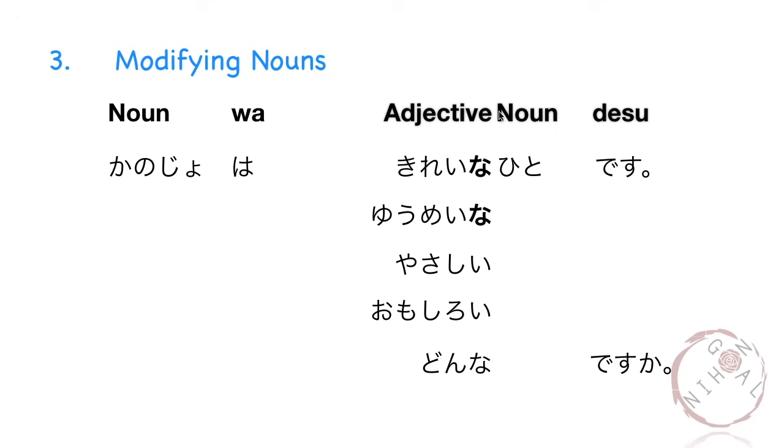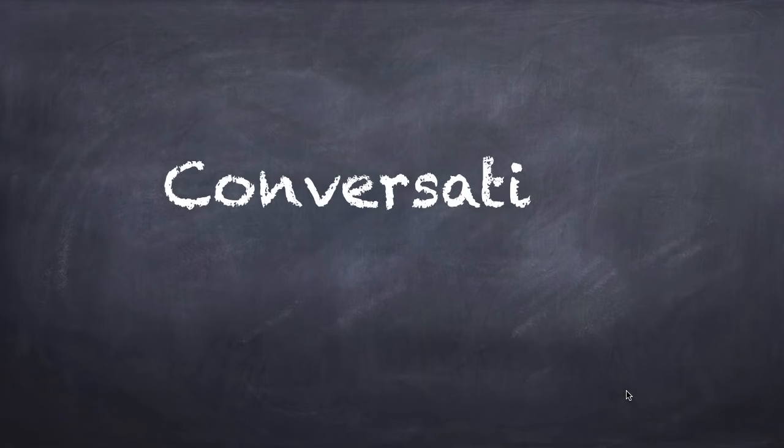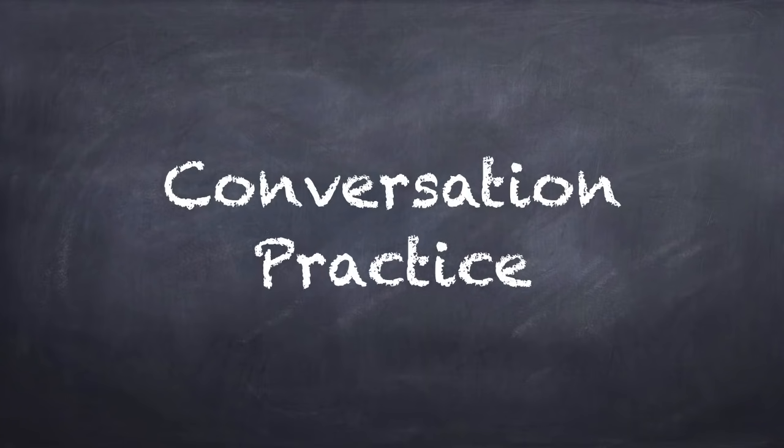Now, modifying nouns directly, noun wa adjective noun desu. So for na-adjectives, we have to put na in between the noun and the adjective. But for the i-adjective, we don't need to put anything. For example, 彼女はきれいな人です。有名な人です。優しい人です。面白い人です。And to ask, what kind of noun is noun? どんな人ですか?